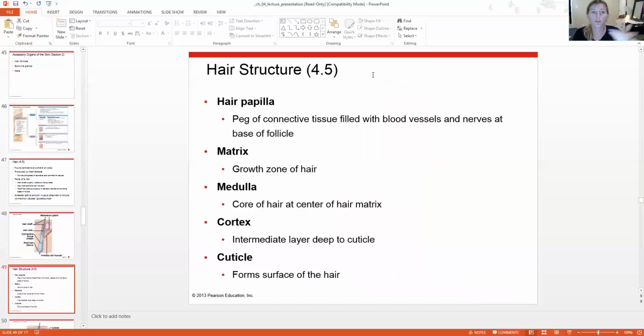So overall structures, the hair papilla, that's just the little peg of connective tissue that has all the blood vessels and nerves at the base. The matrix is where your hair is actually growing. The medulla is at the center core of your hair. The cortex is that deeper layer to the cuticle, and the cuticle forms the surface of the hair. So that's what you actually see on your hair.